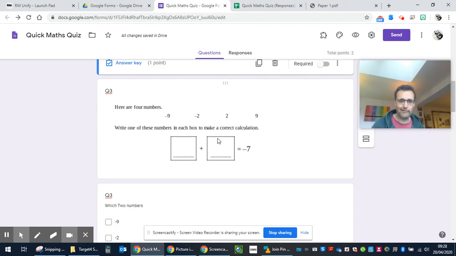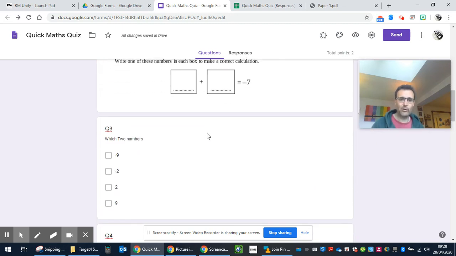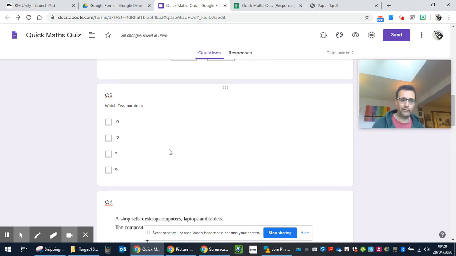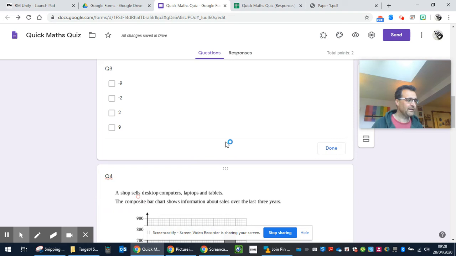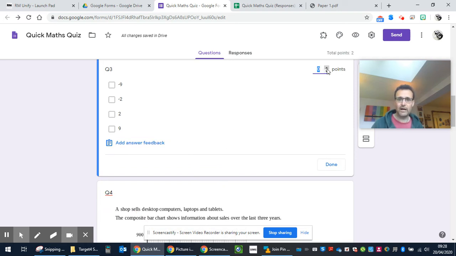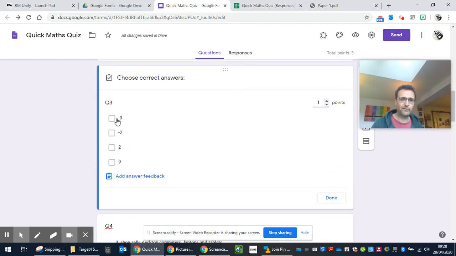Question 3, here are 4 numbers, write 1 in each box. You remember we fixed it so you've got to select exactly 2 of the answers. Answer key is 1 mark, and it's -9 plus 2 in some order. So those 2 are the correct answers.